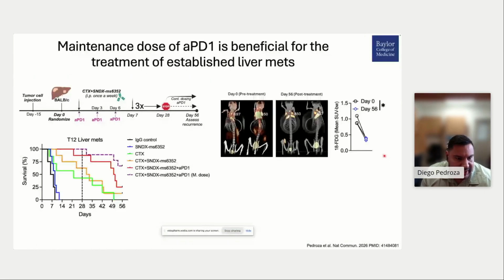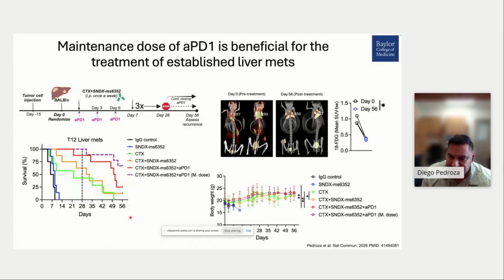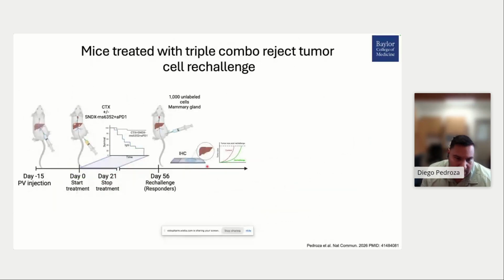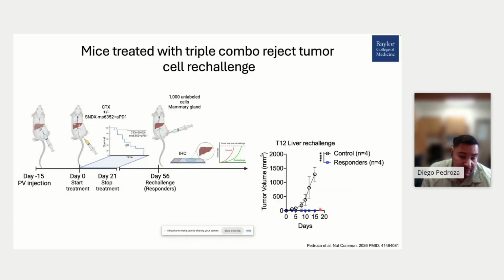We repeated this, and now we were able to show that we could prolong the survival of these mice up to 56 days. We also observed no weight loss. We rechallenged the mice, and here we see 100% response. So all the mice rejected the tumor cell rechallenge.